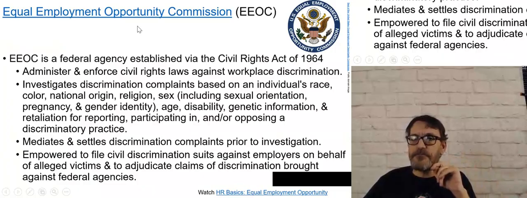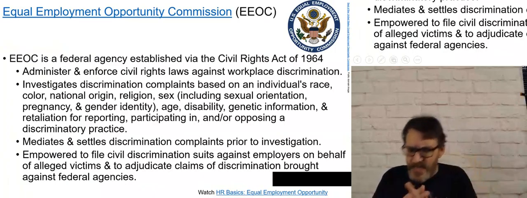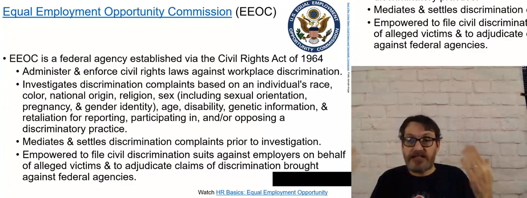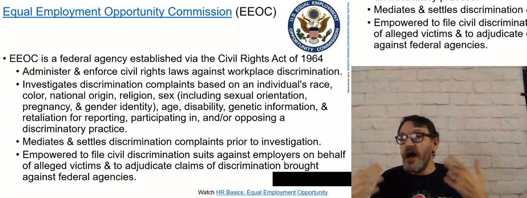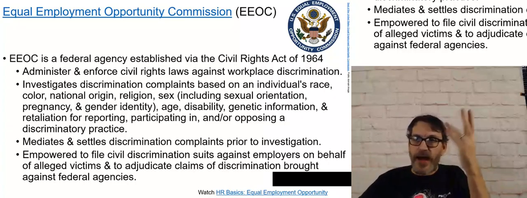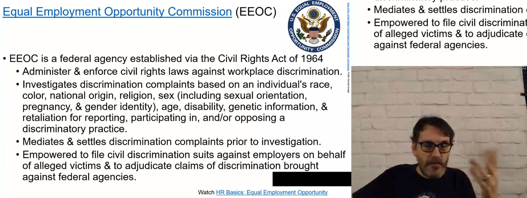So the EEOC, as we said, out of the Civil Rights Act, the Equal Employment Opportunity Commission, enforces civil rights laws and investigates complaints. It's really in charge of the whole interaction between employment and the legal system.